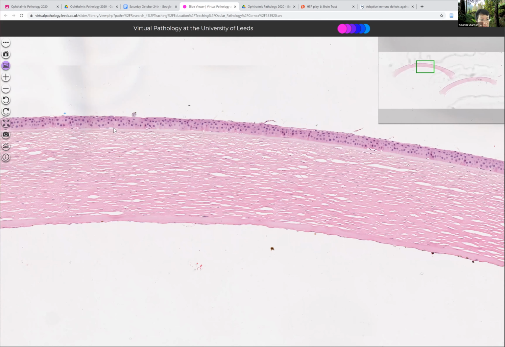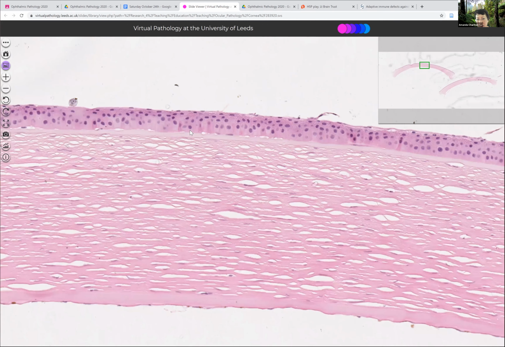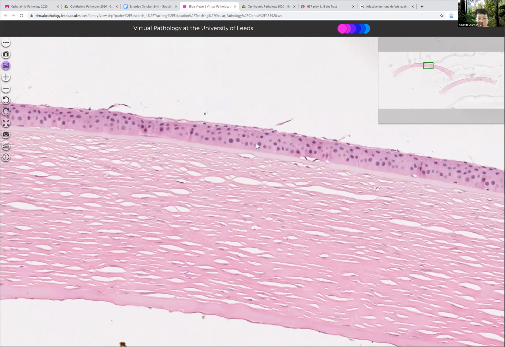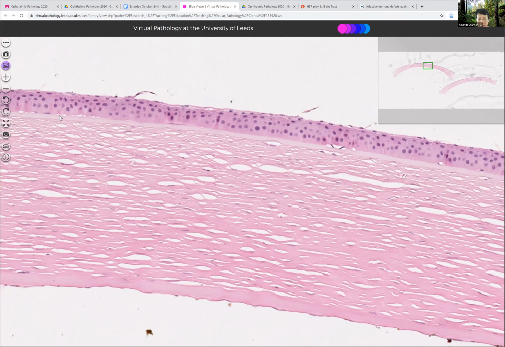And I do see some clefts between the base of the basal epithelial cells and the Bowman's membrane. So I'm just bearing this in mind. Could this be subepithelial edema, leading to, like, it might be developing into a bullous keratopathy type pattern? Bowman's membrane itself looks fairly unremarkable.